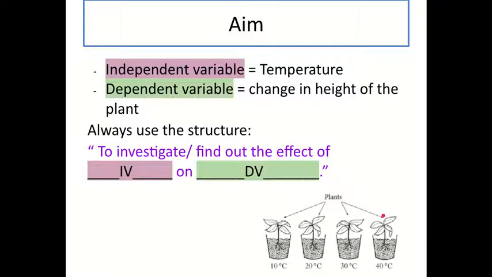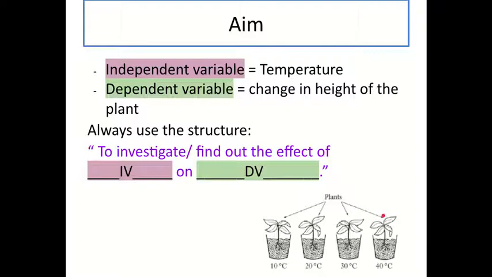The dependent variable, the factor they measured, I mentioned at the start, was the change in the height of the plant, because they measured the plant at the start of the experiment and they measured it at the end of the experiment to see if it increased in height and by how much. So now we know both of our variables, our independent being temperature and our dependent being change in the height of the plant, then we can finally create our aim.